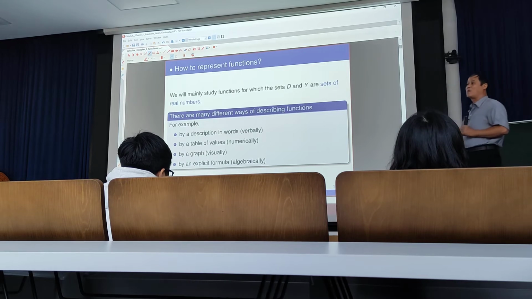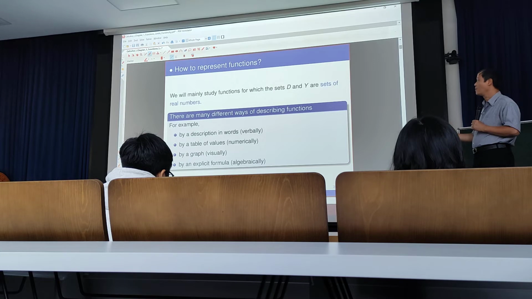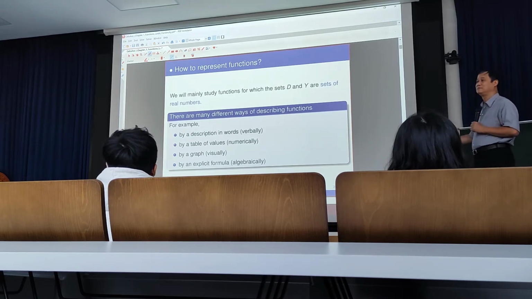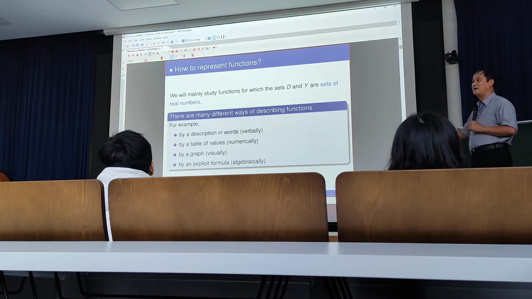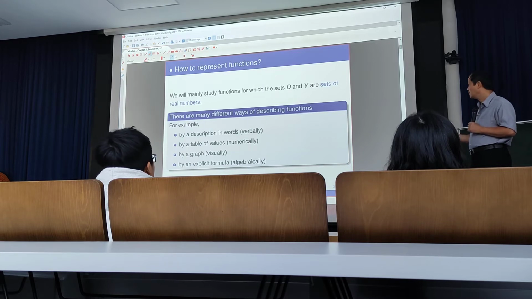You can ask, how to describe a function? Actually, there are many ways to do. Here, for example, if you describe a function in words, "hàm số này là bình phương của một số". It means f(x) is x squared, right? So in this case, you say it verbally, a verbal description. Or you can have a table of values.